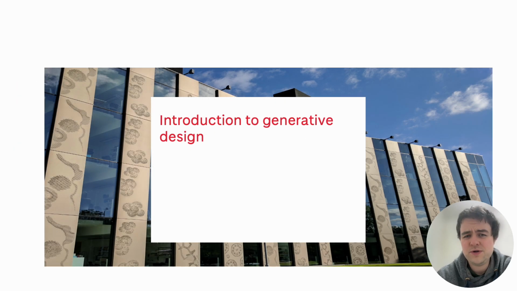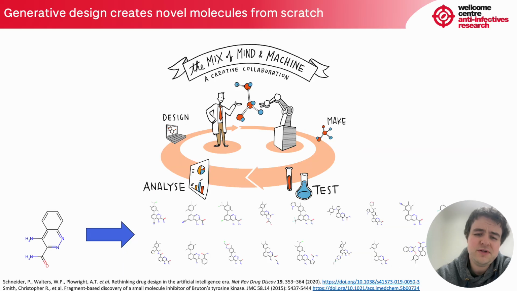So first of all, we're going to start with an introduction to generative design. Generative design is really all about trying to create novel molecules from scratch. This is used as part of what we call the design, make, test, analyze cycle, the DMTA cycle. This is where we design molecules, have them made, tested, and then analyzed. As an example, I show in the bottom left a fragment which I have then used generative design to generate more small molecules from.